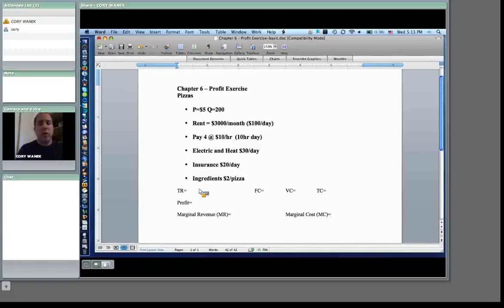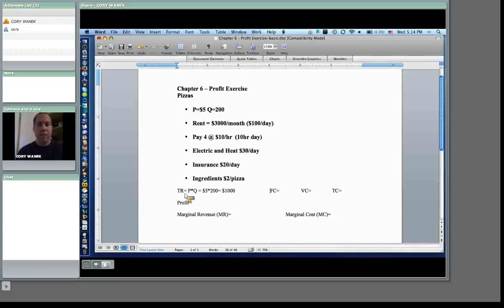Okay, as you should know, total revenue, the equation is price times quantity, and here ours is $5 times 200, which would equal $1,000. So your total revenue should have been $1,000.